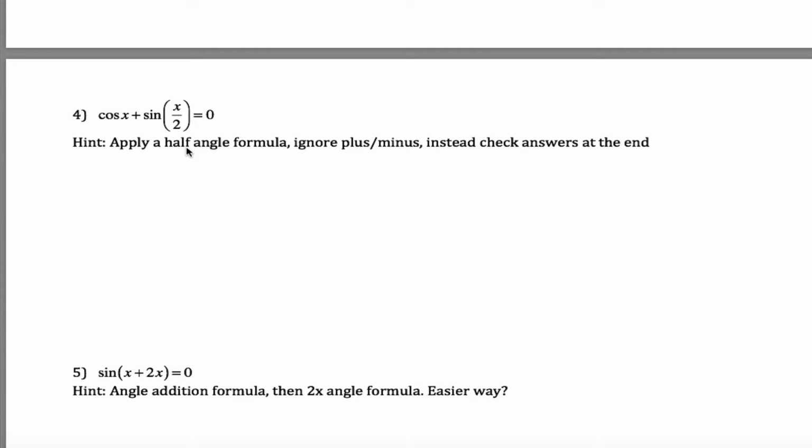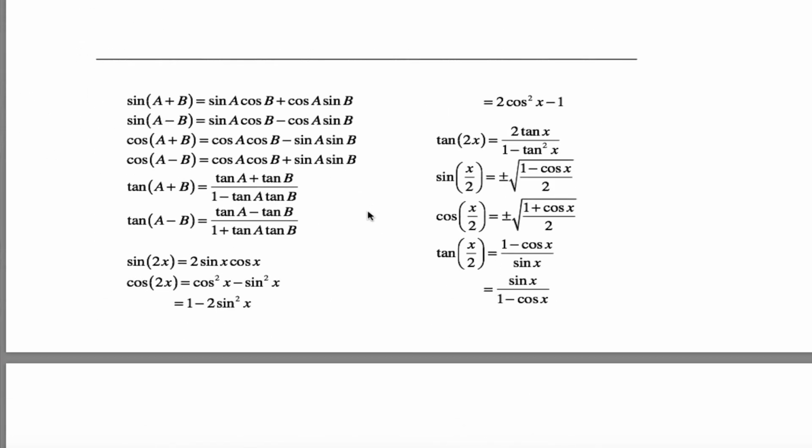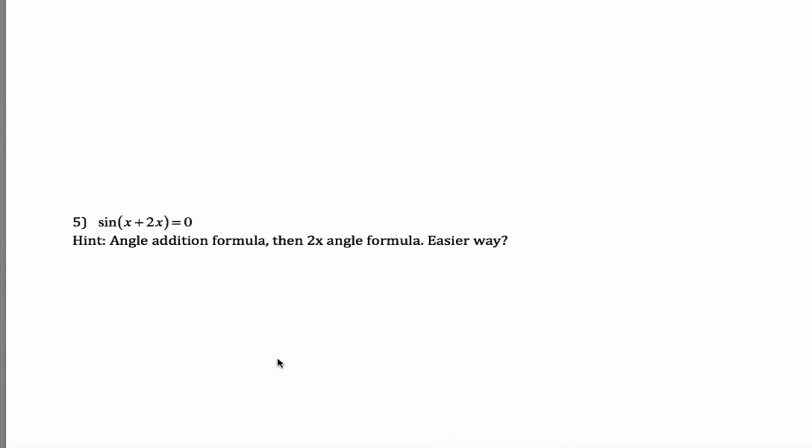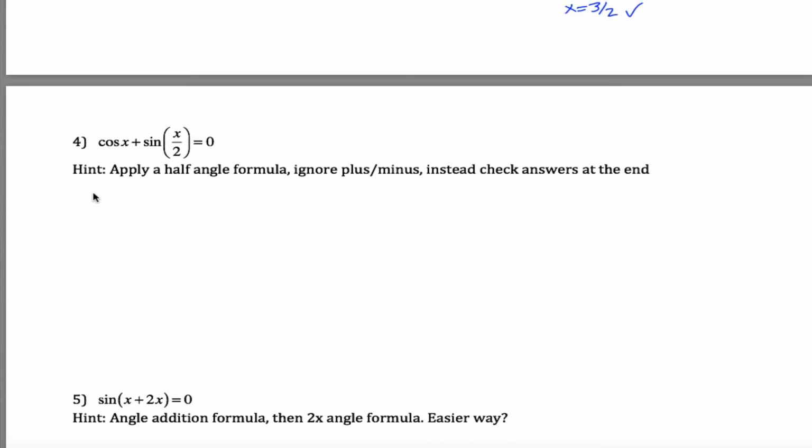So here we go, cosine of x plus sine of x over 2 equals 0. My little hint says apply a half angle formula. And so you go down and look at your sine half angle formulas and you get this thing, that the sine of x over 2 is plus or minus the square root of 1 minus cosine of x all divided by 2. And that thing is equal to 0.